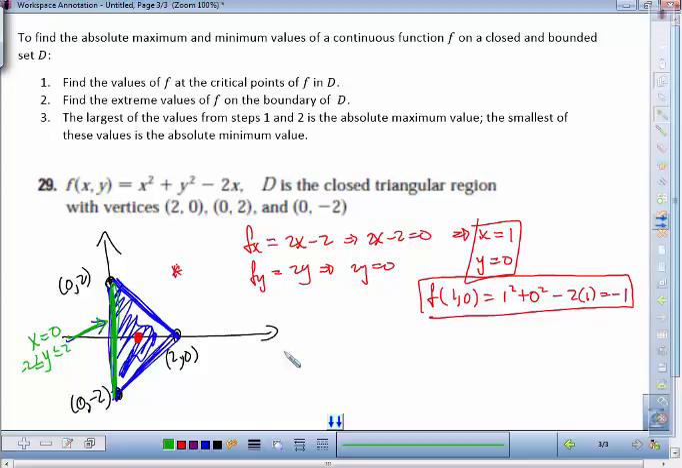And what we want to do is take a look at our function, where we're going to drop x equals 0 into that function. So then this becomes 0 plus y squared minus 2 times 0, which is just y squared. We can do derivatives and stuff like this, but we're concerned about finding the max and mins for these y values.